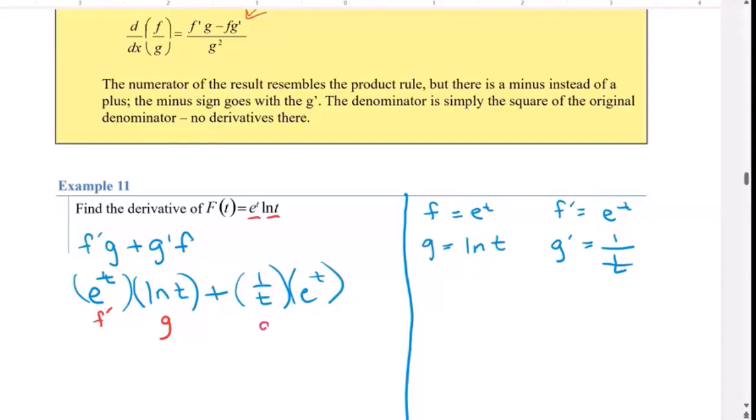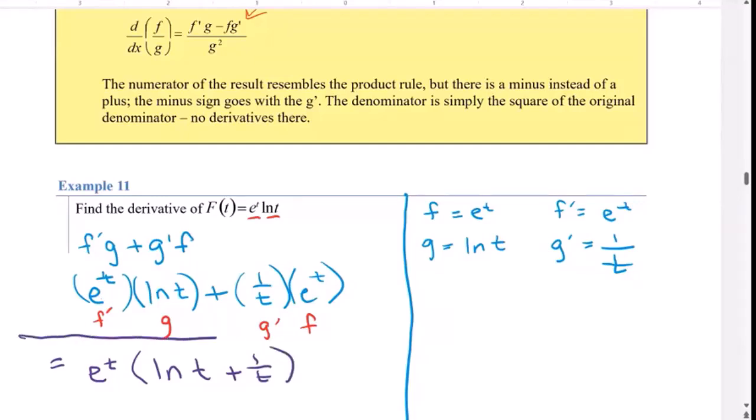So this is g prime f. Now we're going to simplify this. How am I going to simplify this? I have two terms that have e to the t, so I'm going to factor that out, and I get ln of t plus 1 over t, and that's really my best answer.